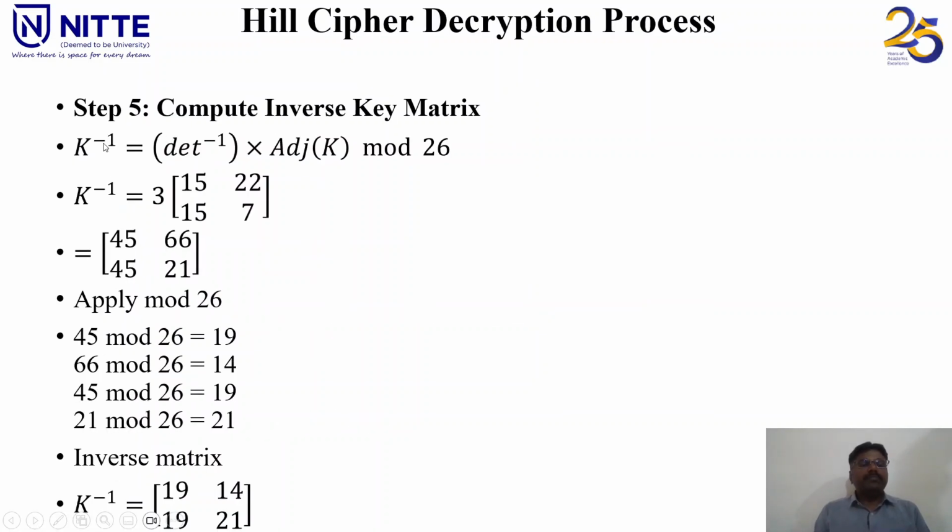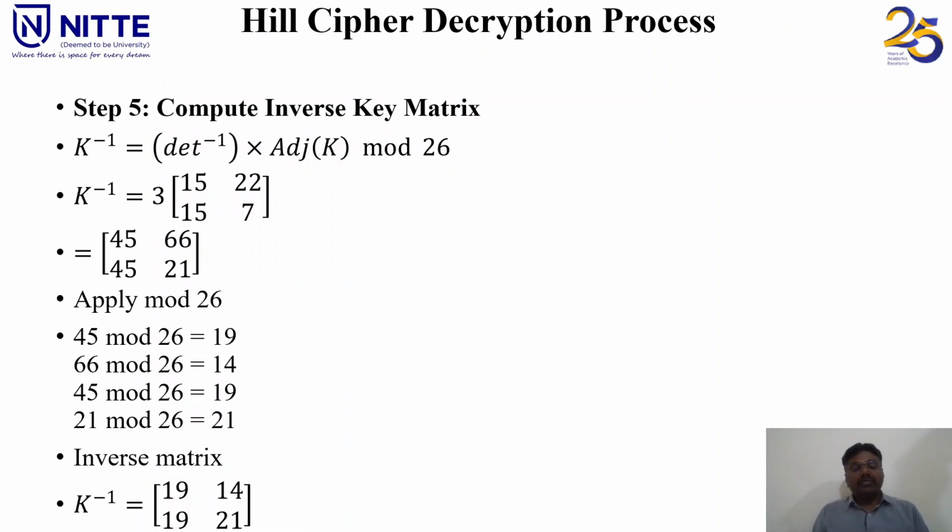Now see here, K inverse equals determinant inverse into adjoint of K mod 26. I already found the inverse of the determinant, that is 3. That 3 is going to be multiplied with the adjoint of K. So the final answer I'm going to get is 45, 66, 45, 21. All these numbers are greater than 26, so I'm going to apply modulus 26 for all four numbers. So I'm able to get 19, 14, 19, 21. So finally the inverse matrix of the key K equals 19, 14, 19, 21.